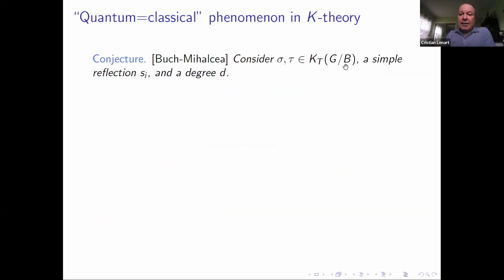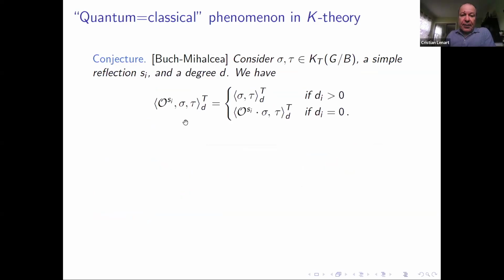So if you consider two classes in T-equivariant K-theory, a simple reflection s_i and a degree d, then the equivariant 3-point KGW invariant involving the class indexed by a simple reflection and the other two arbitrary classes, the conjecture said, should equal a 2-point invariant, but there are two cases, whether the i-th component of the degree is bigger than 0 or equal to 0. And if it's equal to 0, then you have this 2-point invariant, which involves the product in K-theory. So here you will have the Chevalley formula in K-theory multiplying some arbitrary class with the Schubert class indexed by a simple reflection.